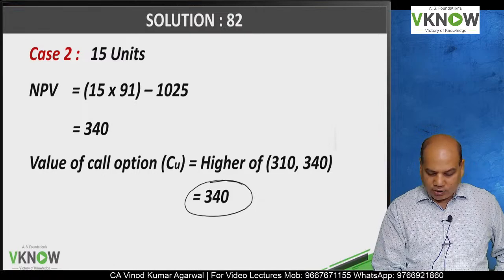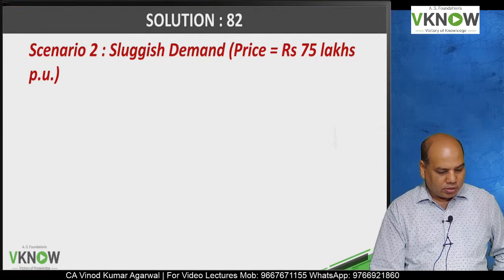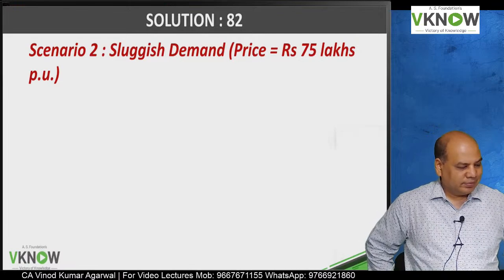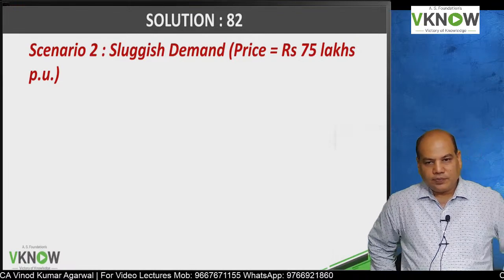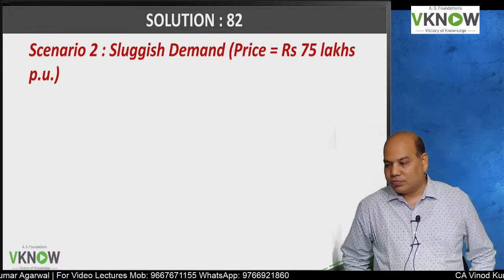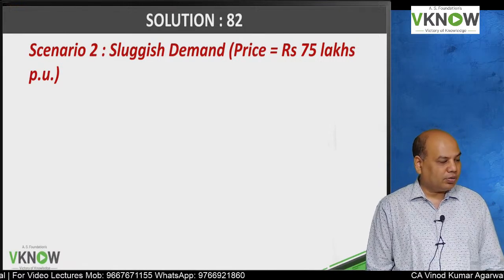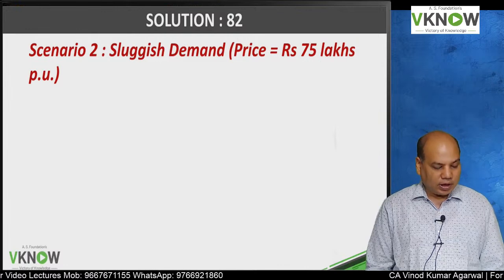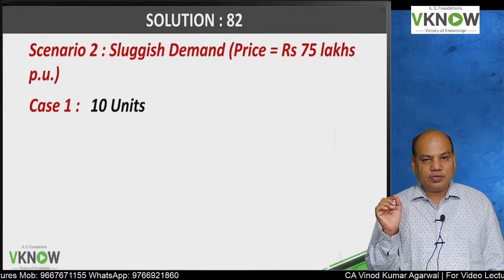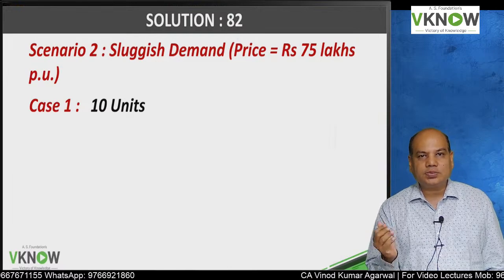One more thing I will try. Scenario 2, write down sluggish market. You wait for a year and you find that the market is sluggish. If the market is sluggish, you can sell per flat at rupees 75 lakhs per unit. So what will be my NPV? There are two options here. One is 10 units, one is 15 units.